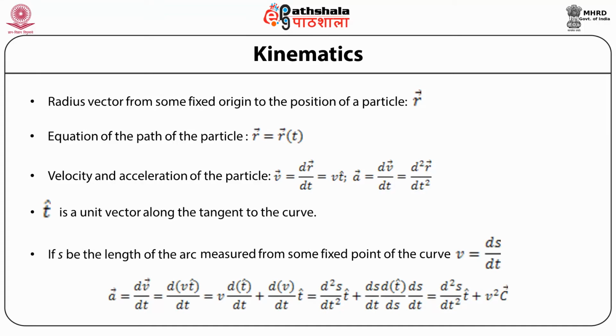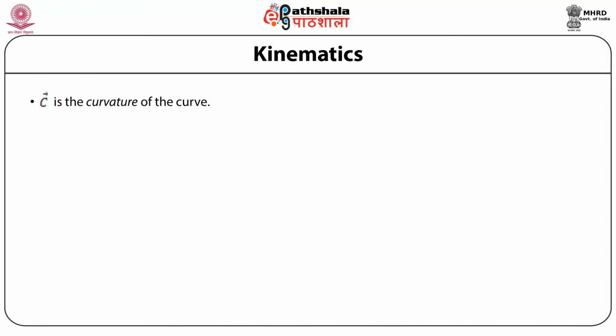If s is the length of the arc measured from some fixed point of the curve, v is equal to ds by dt. Similarly, a vector is equal to dv vector by dt equals d(v t cap) by dt, which equals v dt cap by dt plus dv by dt into t cap, which equals d square s by dt square into t cap plus ds by dt into dt cap by ds into ds by dt, which equals d square s by dt square into t cap plus v square into c vector, where c is the curvature of the curve.